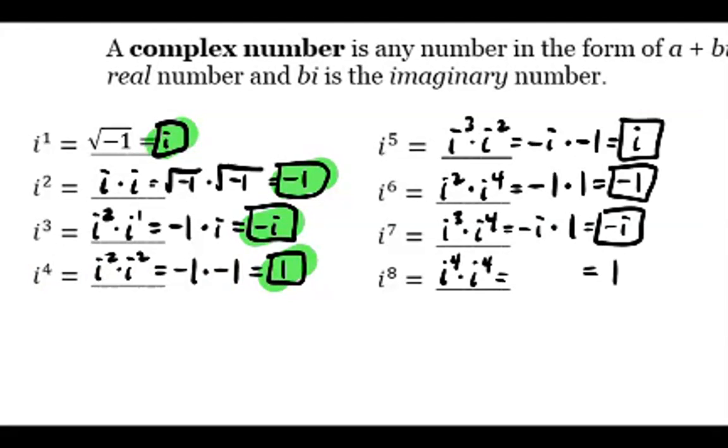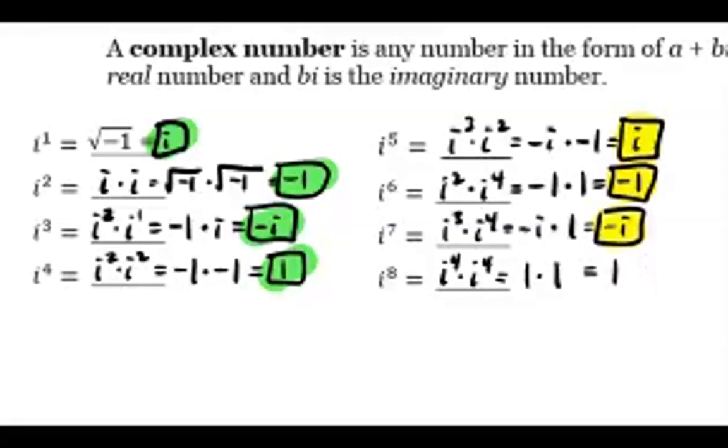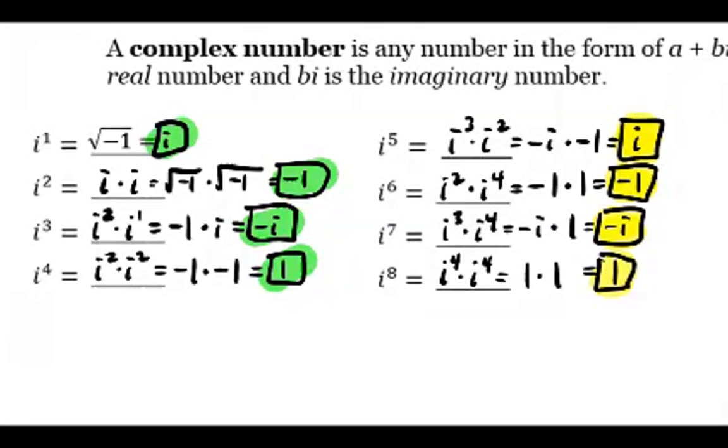Yeah, Chris, how do you know that? Exactly right, yeah. i to the fourth is 1. 1 times 1 is 1. Is there a pattern going on here? Switching between i and 1 and negative i and negative 1, right? There's 4 different answers I'm getting.